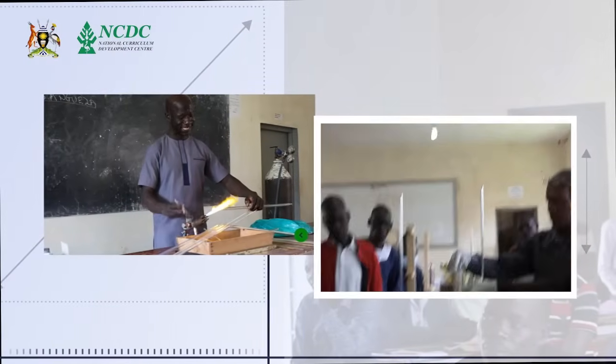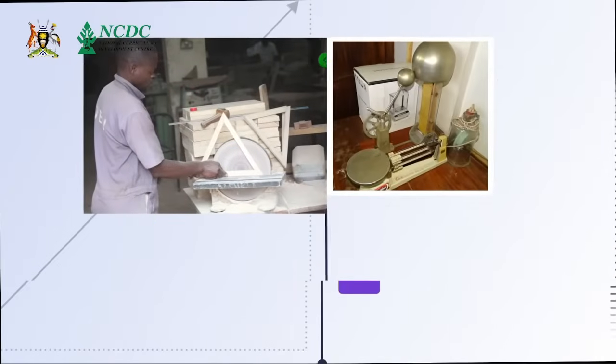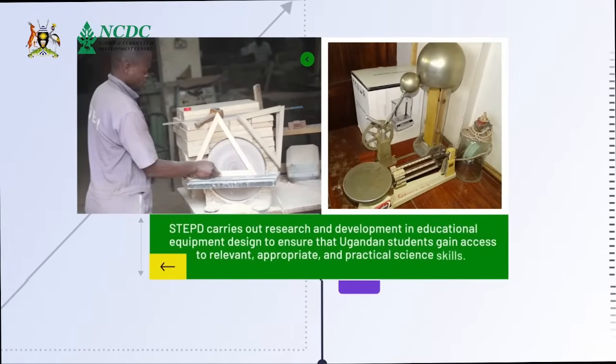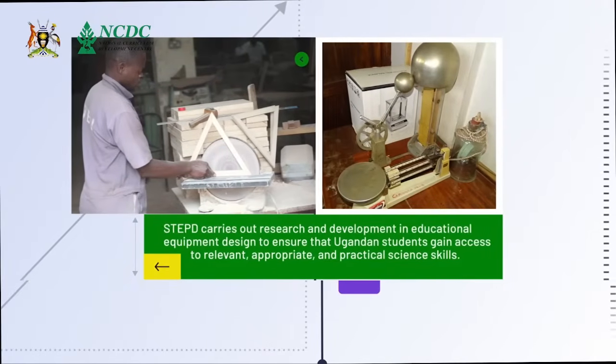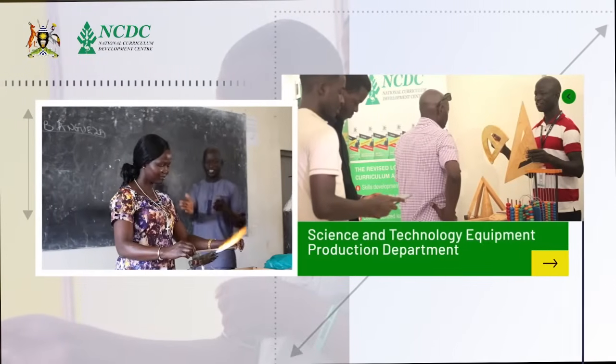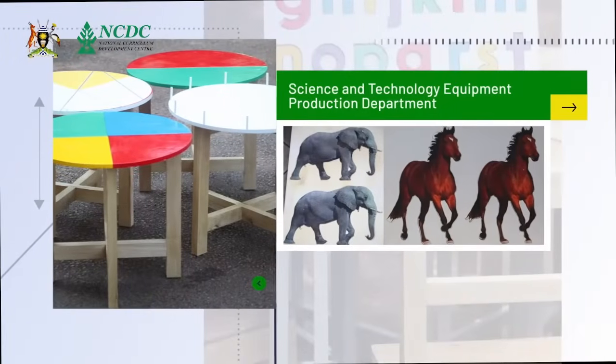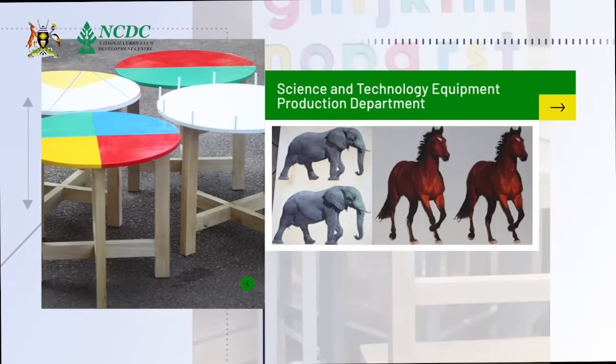STEPD carries out research and development in educational equipment design to ensure that Ugandan students gain access to relevant, appropriate, and practical science skills. Innovation begins with hands-on experience.